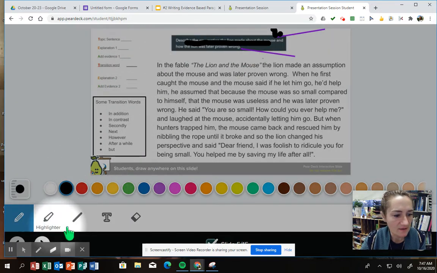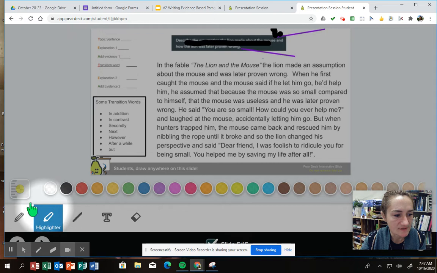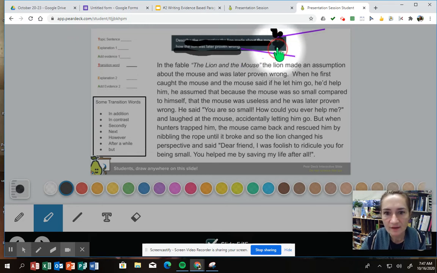And then the second thing that I've got to do, I'm going to highlight instead, is I need to tell how the lion was later proven wrong. Okay? So that's the second thing I need to do. All right. Now I'm going to read the entire thing, and afterwards we'll break it down and see if they did TT.